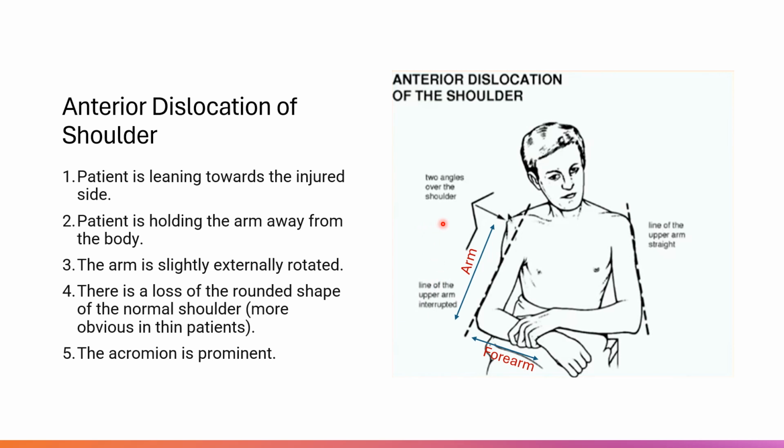There are two angles being formed here. This line is not in alignment as on the normal side. This is the arm. It is abducted and slightly externally rotated. This is the forearm. It is internally rotated and pronated.